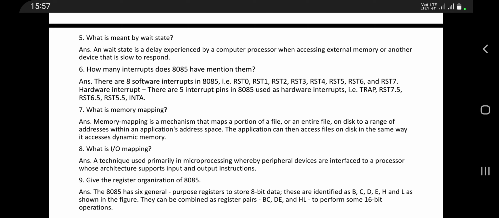Next question, that is, what is IO mapping? So you know that it is a technique used primarily in microprocessing whereby several devices are interfaced to a processor whose architecture supports input and output instructions.